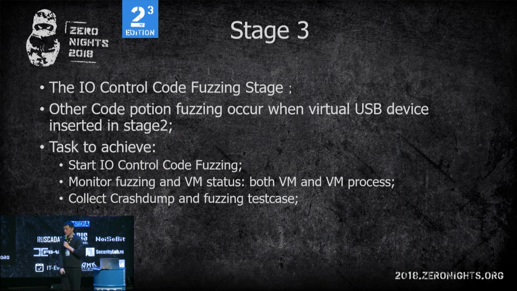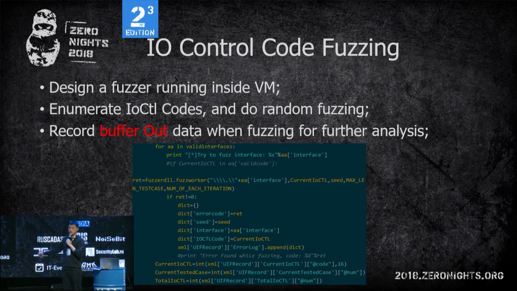In the third stage, we do the actual fuzzing. The entry point code fuzzing and the IRP handler fuzzing occurred during the initialization in the second stage. So in this stage, we want to initialize the IOCTL code fuzzing, and here are the tasks we want to achieve.